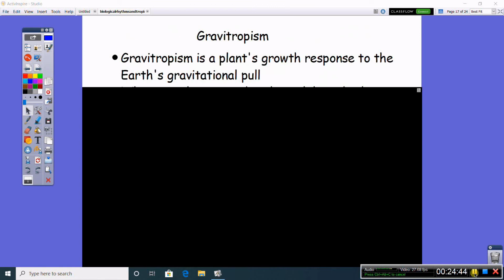All right, the next kind of tropism that we're going to look at is gravitropism, and this is a plant's growth response to the Earth's gravitational pull. So when you plant a seed in the soil, from that seed will emerge an embryonic stem and an embryonic root. And so you might wonder how the stem knows to grow upward and the root knows to grow downward. And so that has to do with gravitropism.